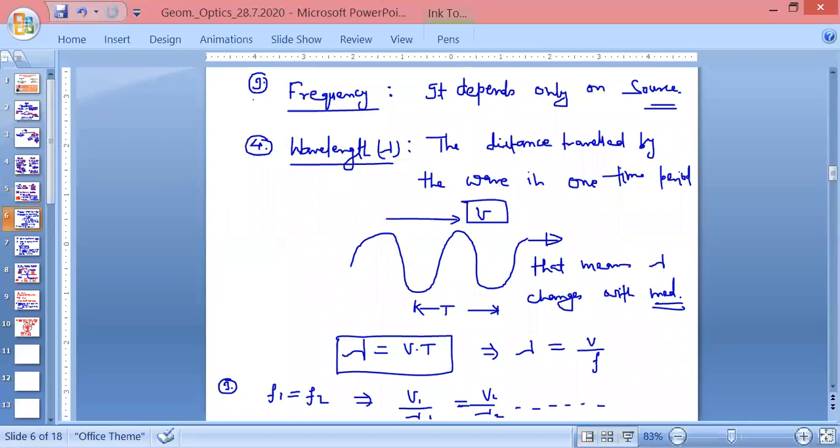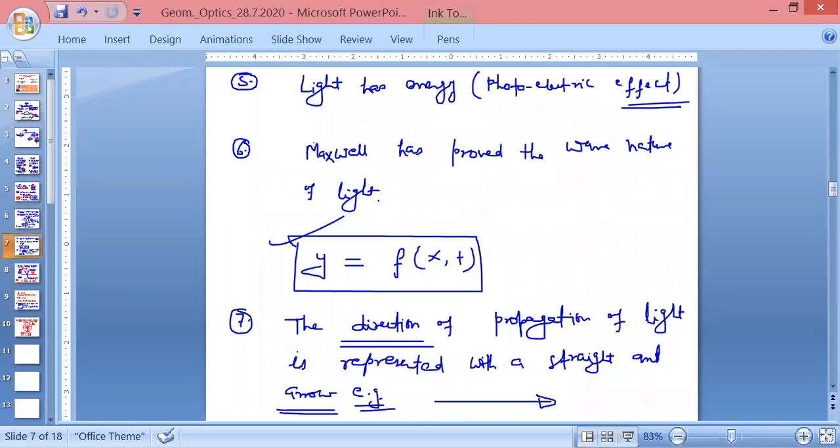Now we have seen the frequency and wavelength. You can see the definition here. Frequency is a source parameter. It means unless the source changes, the frequency cannot be changed. Okay. Next, we have seen that light has energy. It will be proven with the photoelectric effect. Maxwell has proved the wave nature of light.